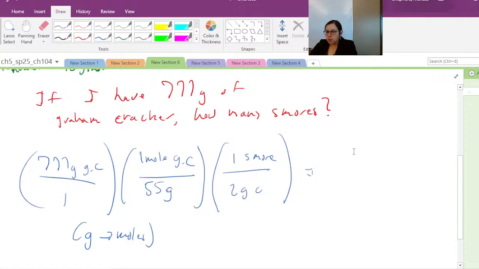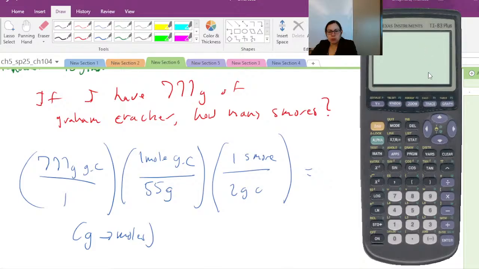So then how many s'mores do we get? And we can multiply across. So 777 grams divided by 55. So we got about 14 graham crackers. But then from our 1-to-2 ratio, we get about 7 s'mores there for that one. Does that make sense to everybody?